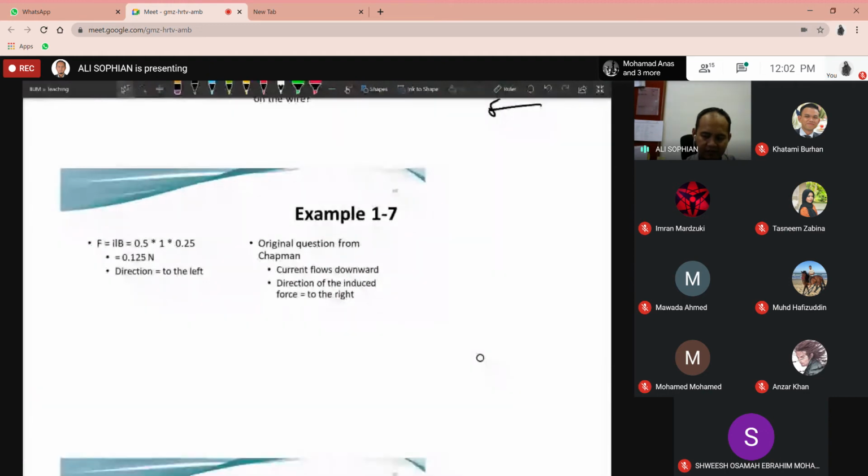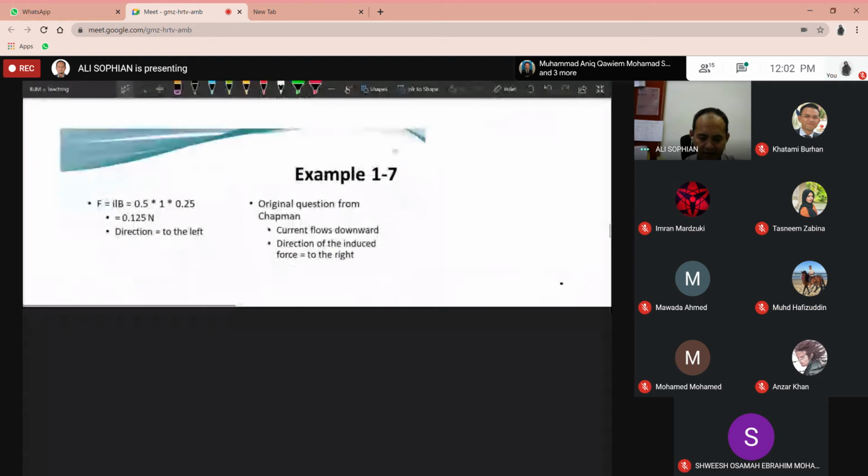I think it's quite straightforward. The one tricky thing is in using the right hand. Is it left or right?